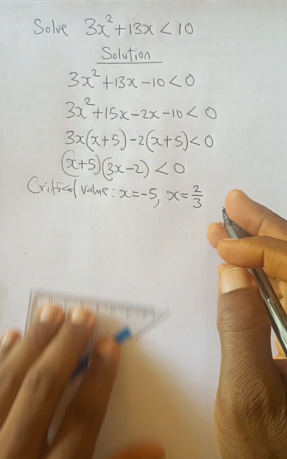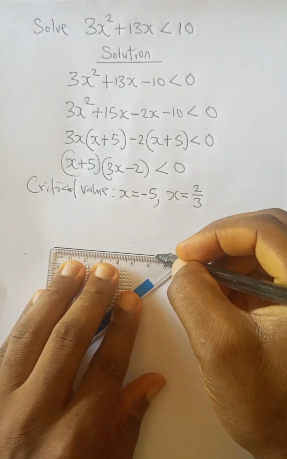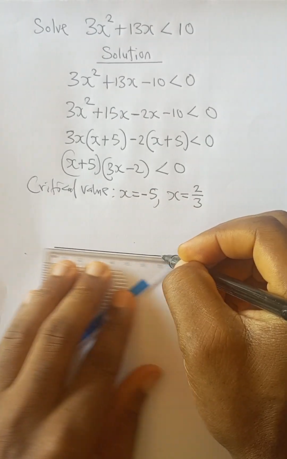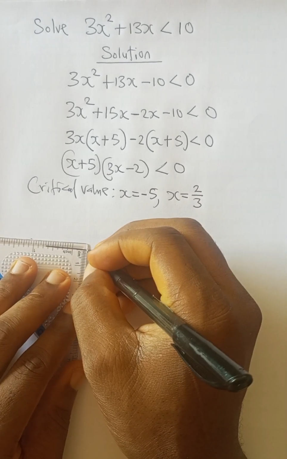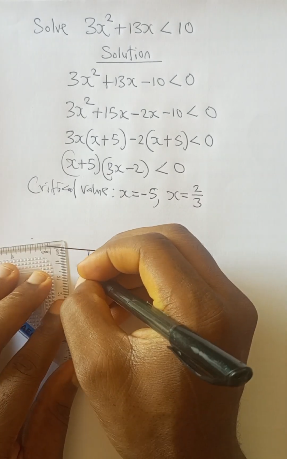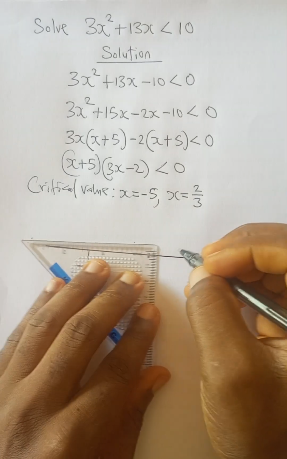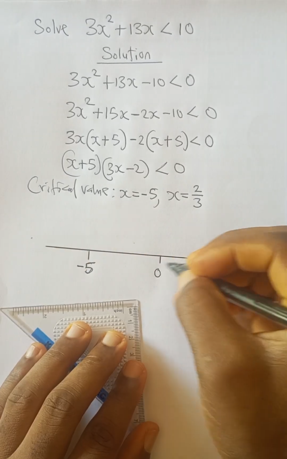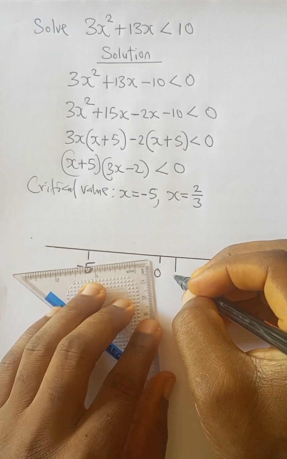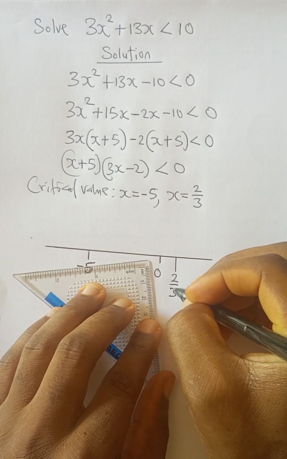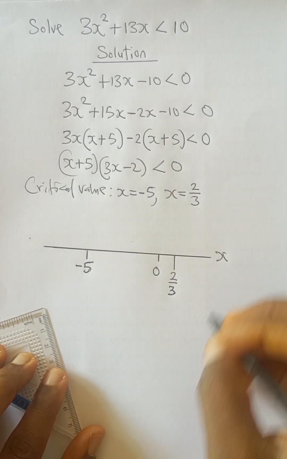Now, these critical values are what you will use to draw your number line, before we use the number line to determine the behavior of the inequality and help us pick the answer. Now, watch. This is minus 5 here. Let's say this is 0. Then this is very close to 0, which is 0 point something, 2 over 3. And this is x.